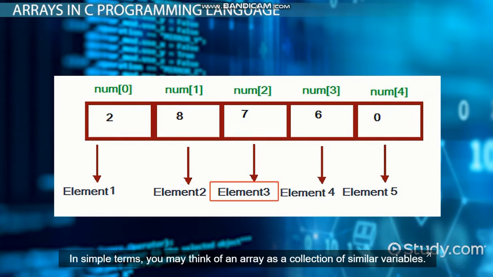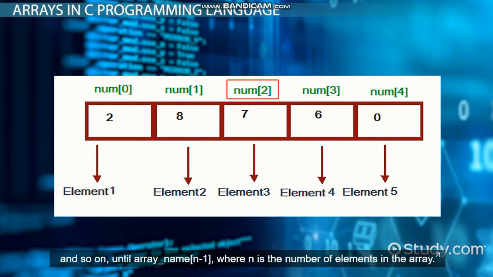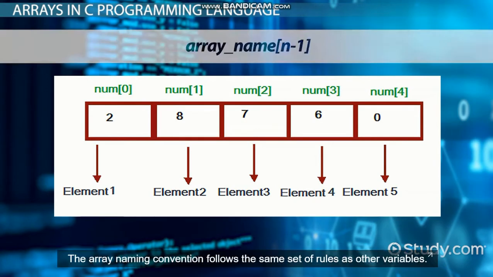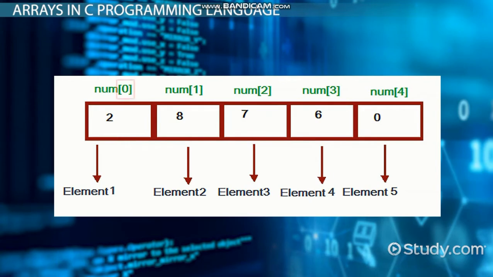In simple terms, you may think of an array as a collection of similar variables. Each element of the array is represented as array name 0, array name 1, array name 2, and so on, until array name n-1, where n is the number of elements in the array. The array naming convention follows the same set of rules as other variables. The first element of the array is indexed at 0.